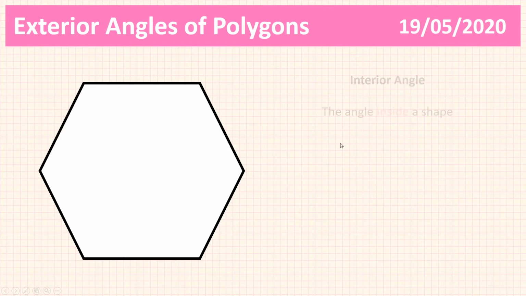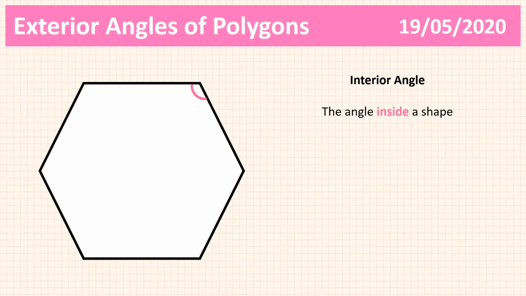So the first one we're going to be looking at is the definition of interior angle. What is an interior angle? The interior angle is the angle inside a shape. So here I have a hexagon, and the interior angle would be any of the angles inside. I've just given you one angle there so you can see it. Any angle inside of a shape is called an interior angle.